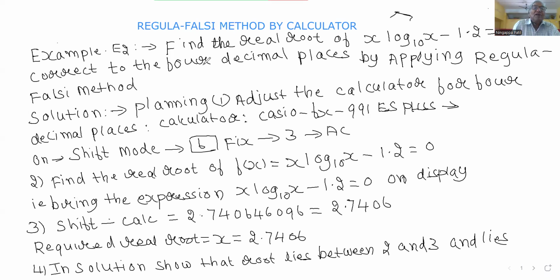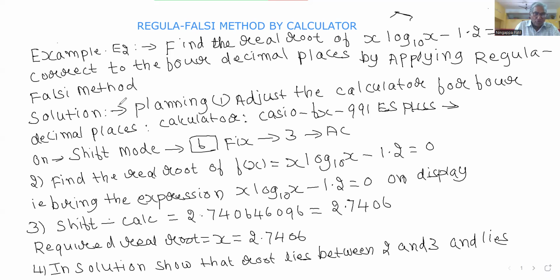Today we will do the regula falsi method by calculator, problem number 2. One problem I have already solved and the video is already uploaded. This is the second problem: to find the real root of x log x to the base 10 minus 1.2 equal to 0, correct to 4 decimal places, by applying the regula falsi method.